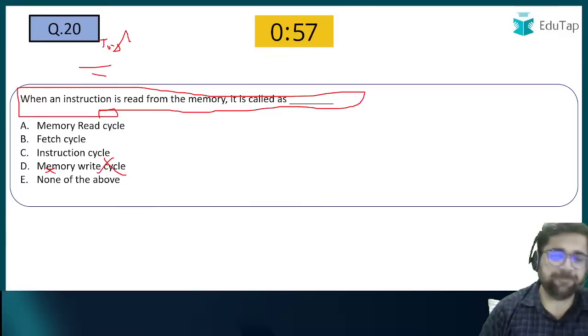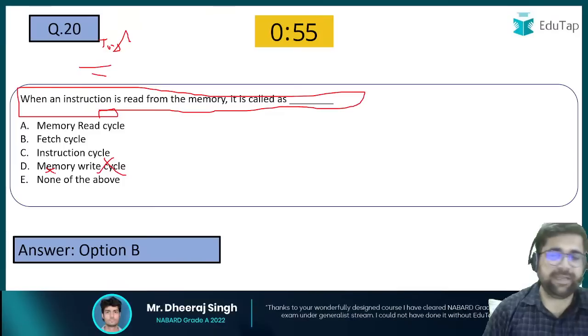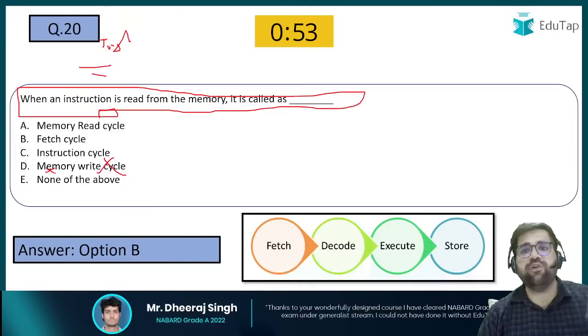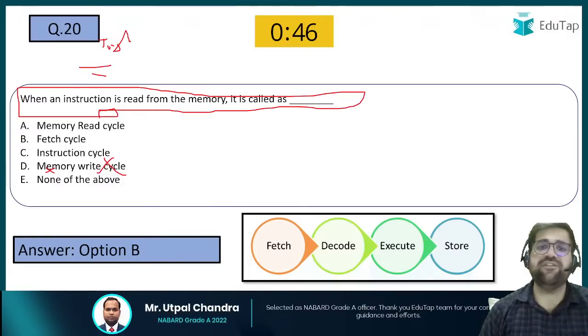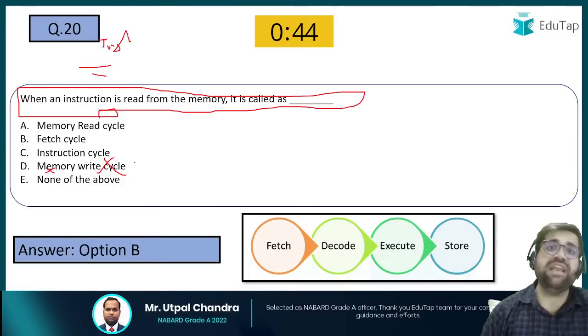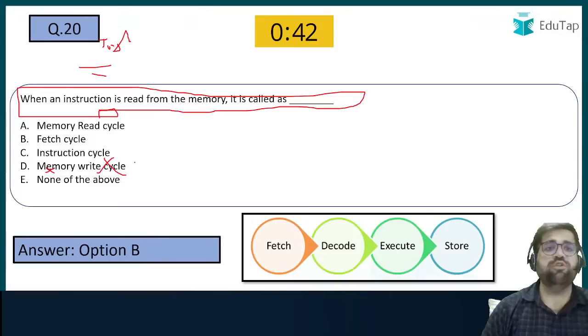Yes, now Rashmi is coming with the answer, option B. Now, if you remember, my friend, there is a four-step process which happens when you are seeking different memory from CPU. First, you will fetch. Fetch means what? That you will try to read the memory. So this is what the question is saying.